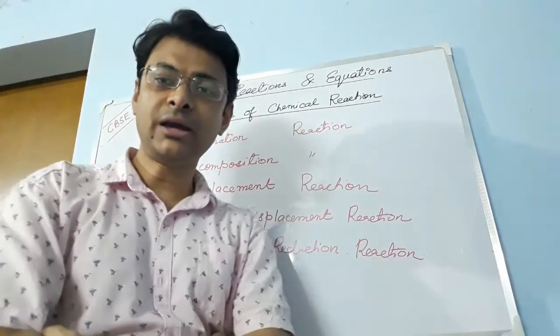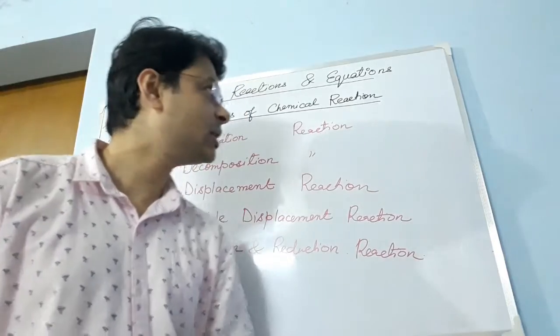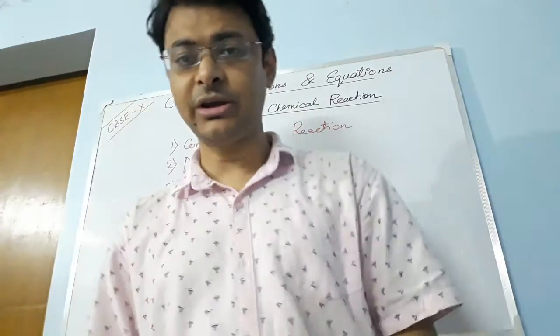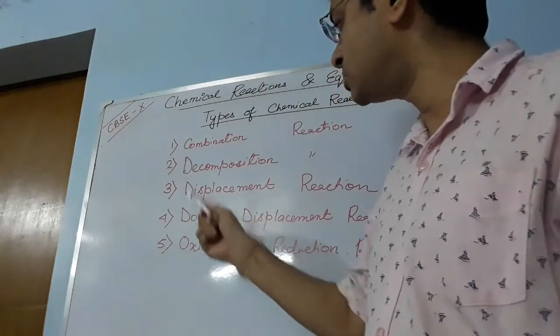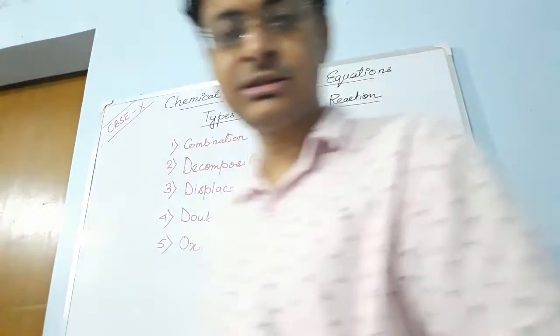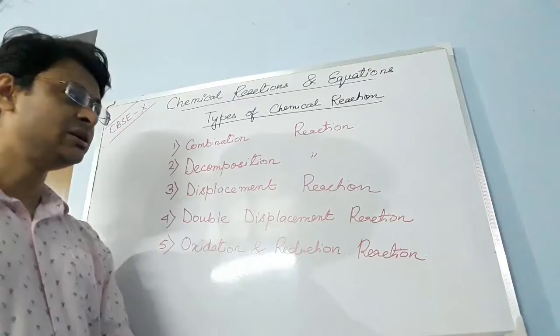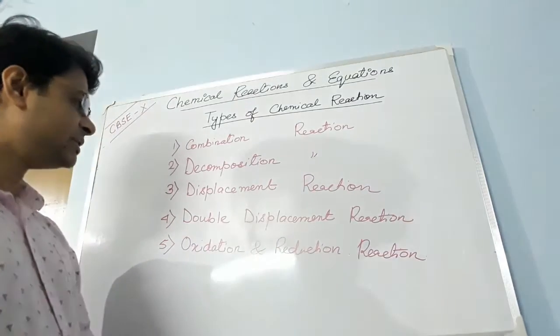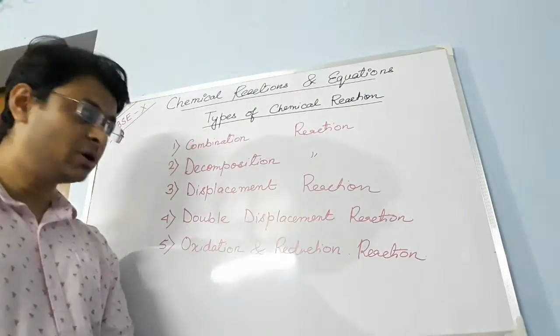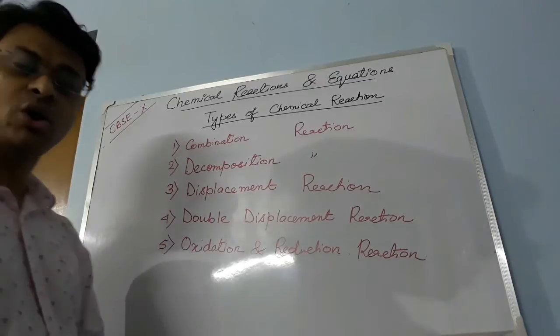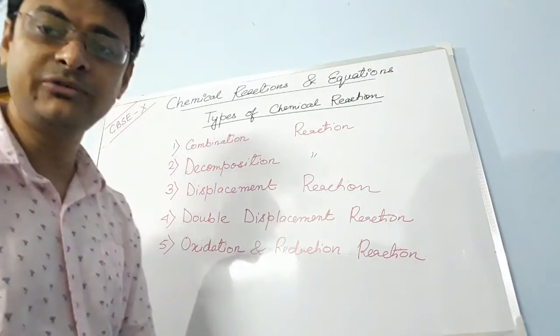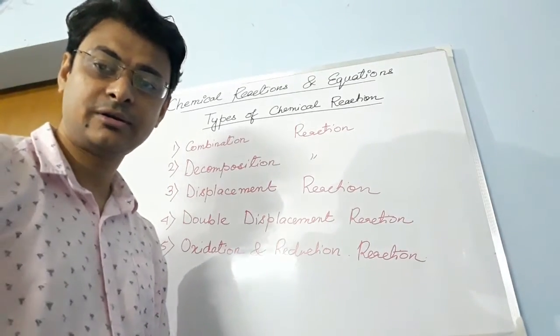Now I come to the types of chemical reaction. What are the types of chemical reaction? 1, 2, 3, 4, 5. As per your syllabus, there are 5 types of chemical reactions: combination reaction, decomposition reaction, displacement reaction, double displacement reaction and oxidation reaction. Now I will explain one by one.